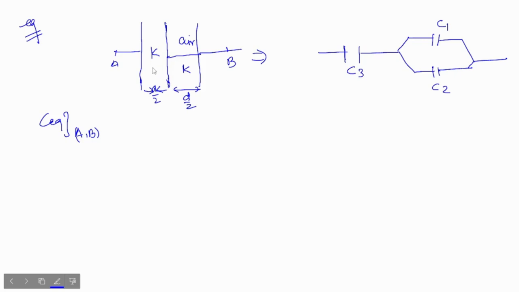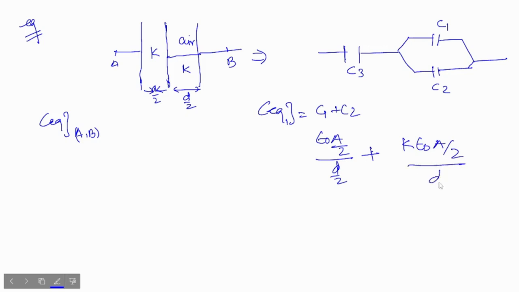Now C1, C2 are in parallel, so their equivalent will be C1 plus C2. That means epsilon naught A by 2 upon D by 2 for the air, and for the slab it will be K into epsilon naught A by 2 upon D by 2, since area and this length both are divided, right? So 2 cancels out here also. So this equivalent becomes epsilon naught A by D, in bracket 1 plus K.